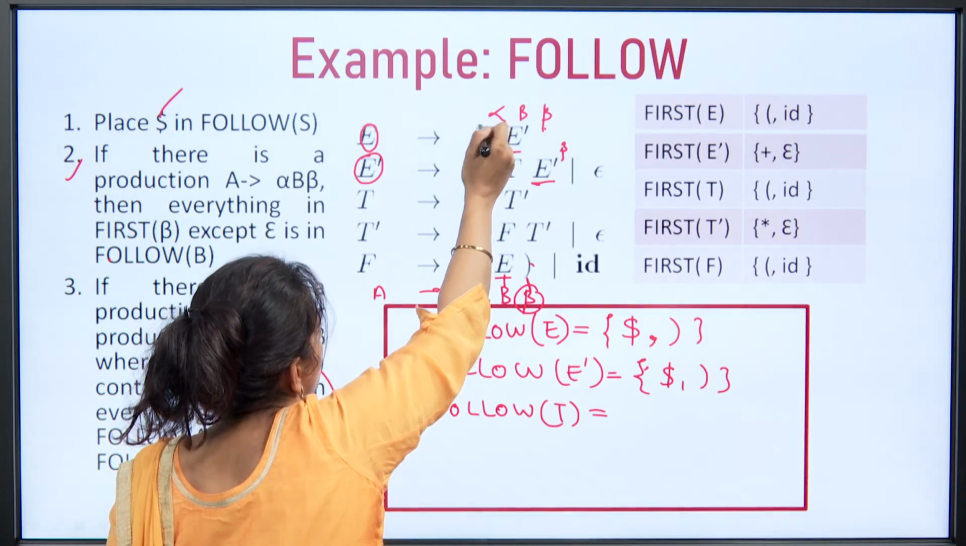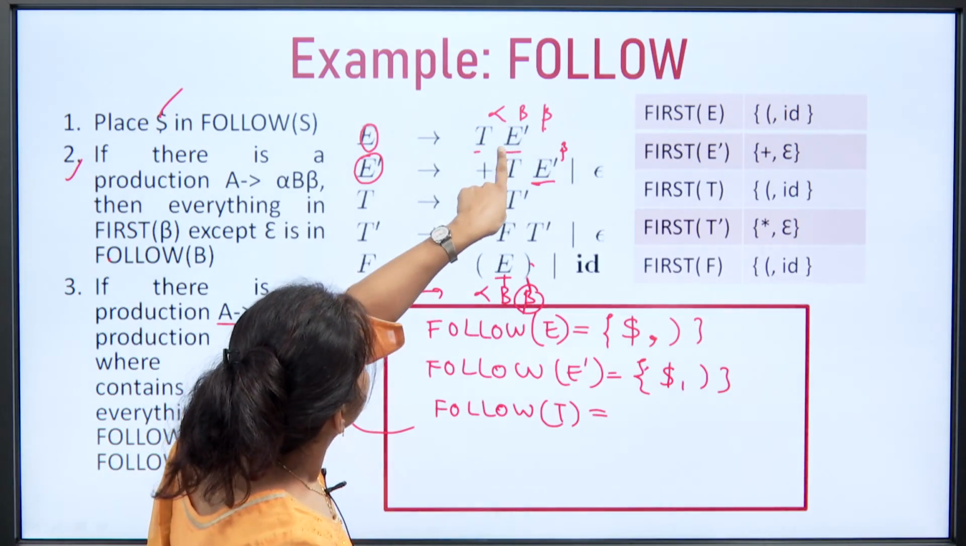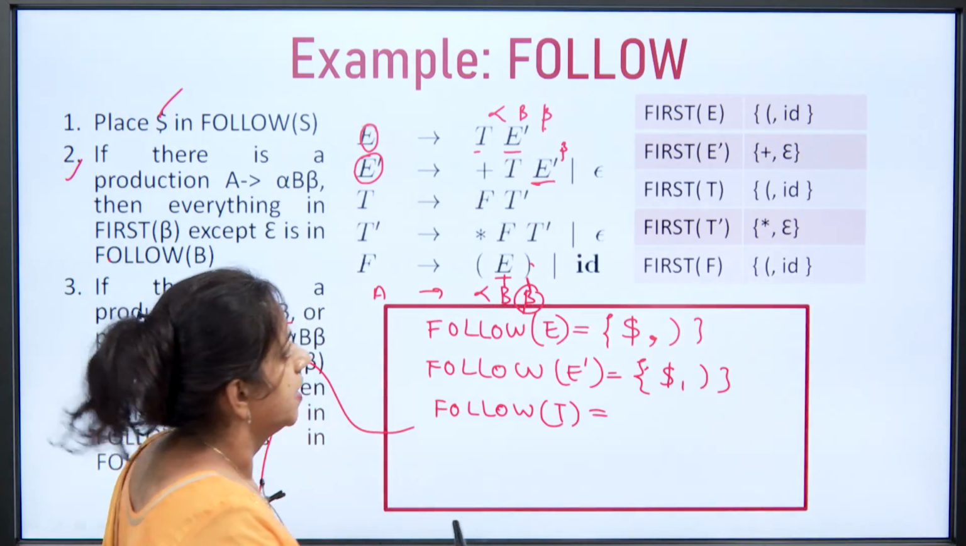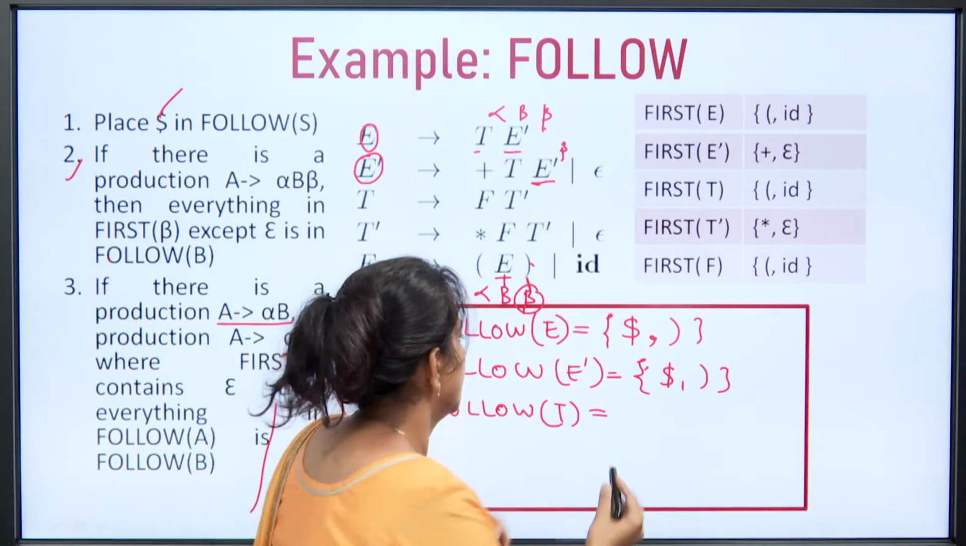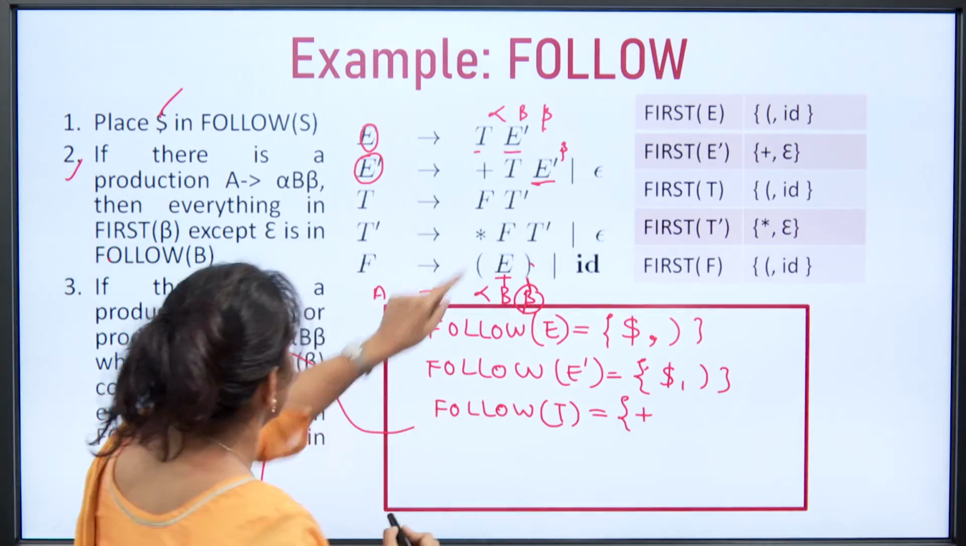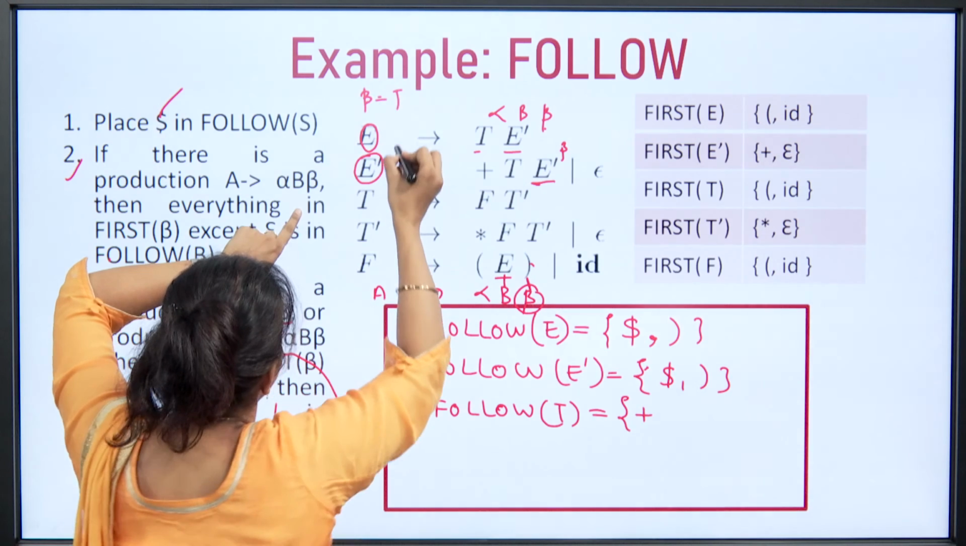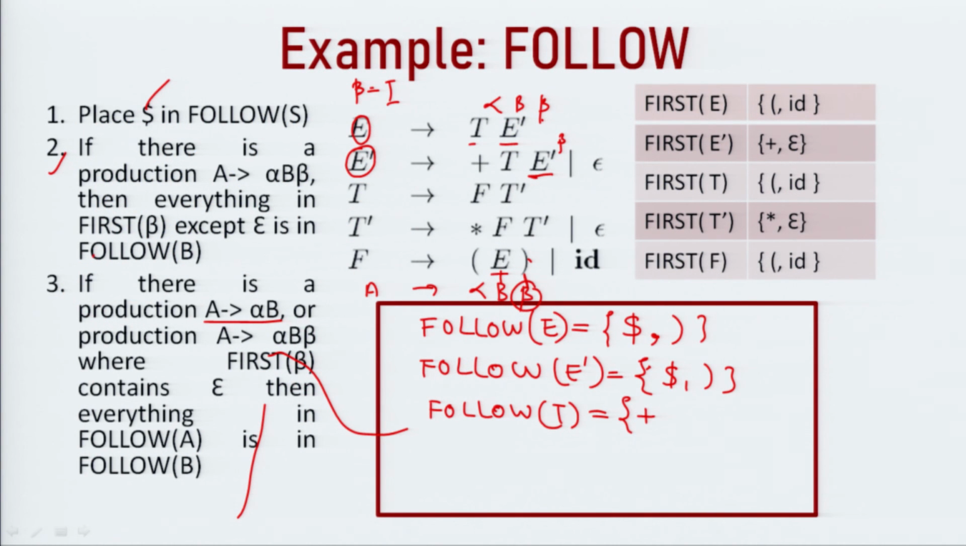First is this one, follow of T, and here now beta is equal to E prime. So, we will obtain first of E prime. So, first of E prime contains plus. So, here we will write plus. So, it is according to rule 2, beta is equal to E prime over here. We will obtain first of E prime that contains plus and epsilon. So, we will add in follow of T everything but not null. So, we will add here plus but not null.